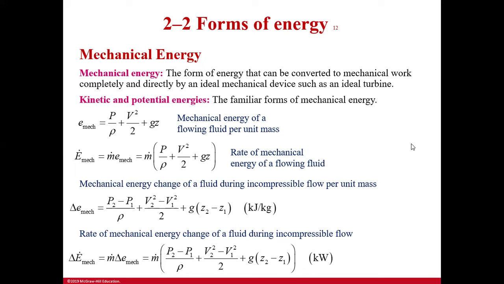The mechanical energy change of a fluid during incompressible flow is given by delta e mechanical, which involves the change in pressure, change in velocity, and change in height or position. And again, for the rate of mechanical energy change, you multiply it by the mass flow rate, m dot.